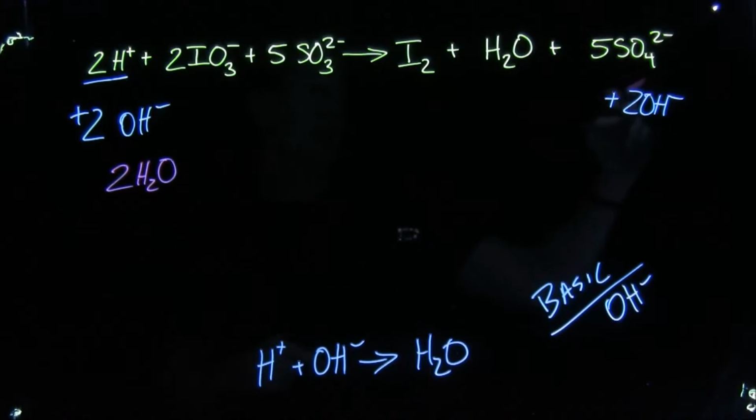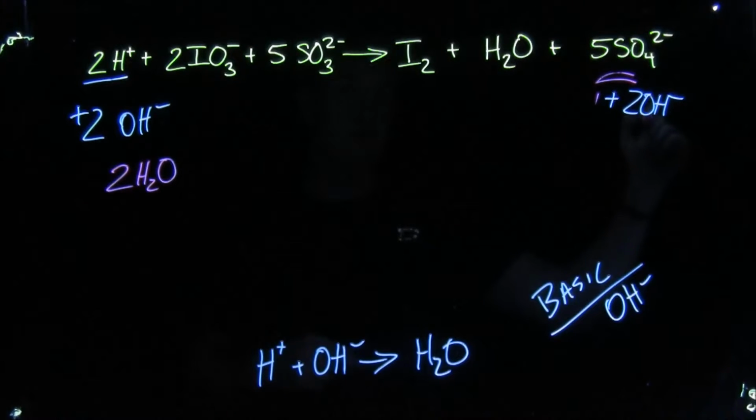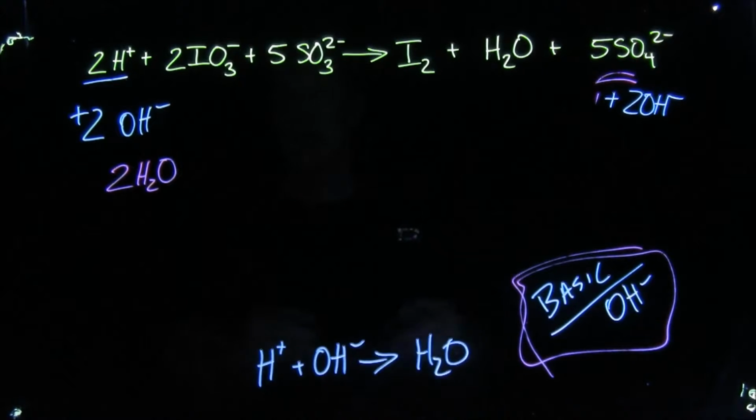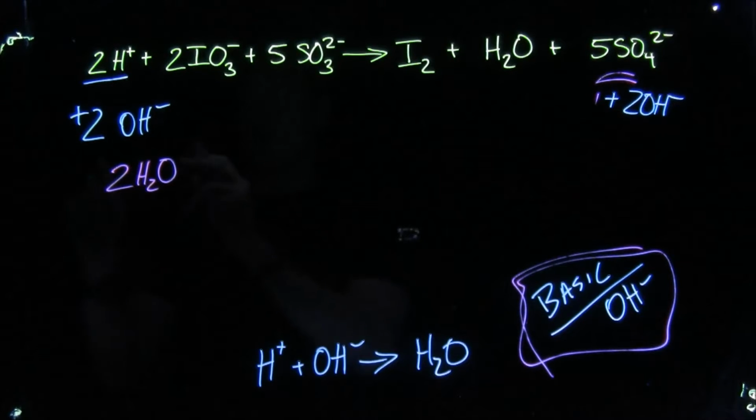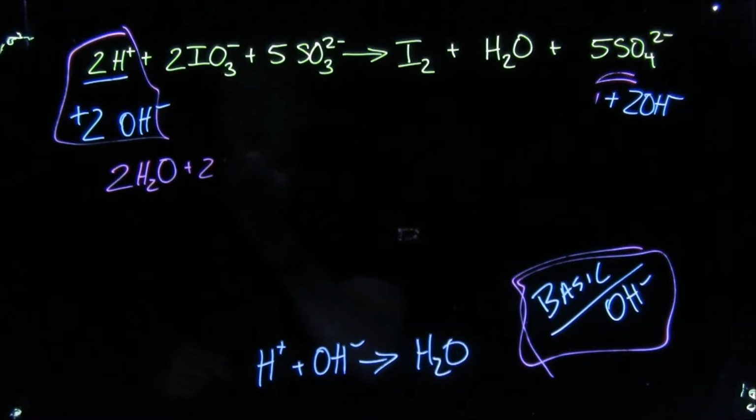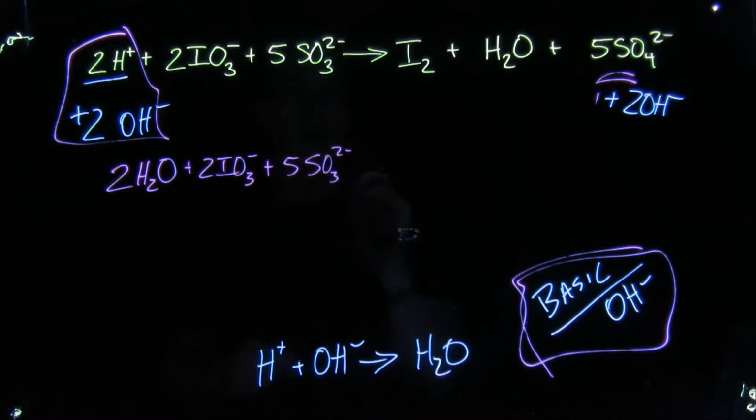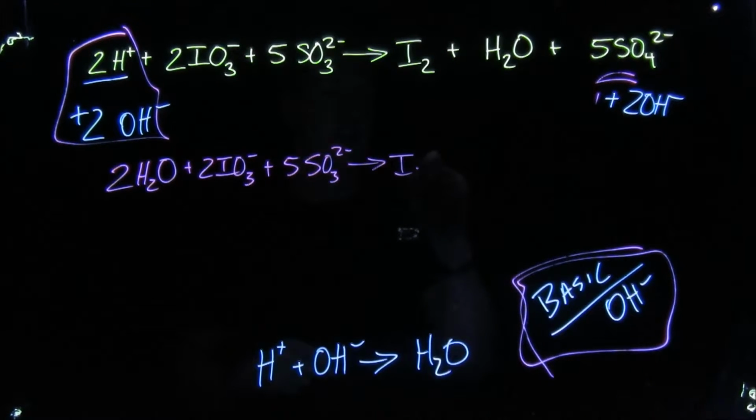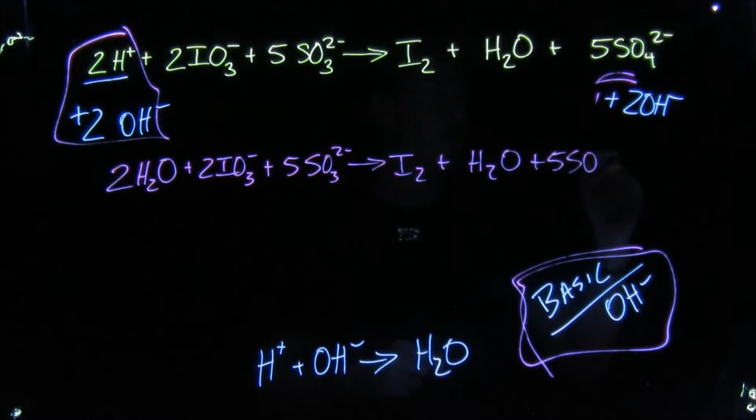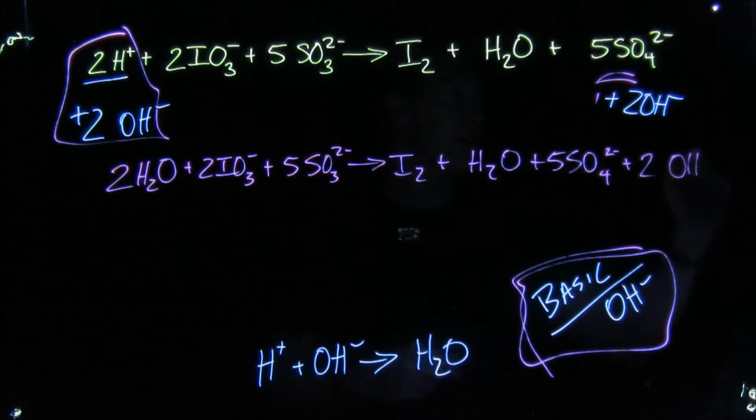Now there's nothing for these hydroxides to combine with, so you're just going to be left with hydroxides, and those hydroxides that didn't react with hydrogen ions, that is what's going to make it basic. So then everything's going to be the same. We got 2 waters from the combination of the hydrogen ions and the hydroxide. You have the 2 iodate ions. You have 5 sulfite ions. They produce the elemental iodine, a water, 5 sulfates, and our 2 hydroxide ions.